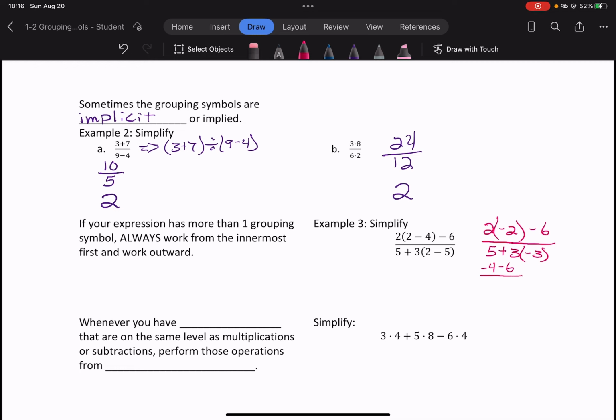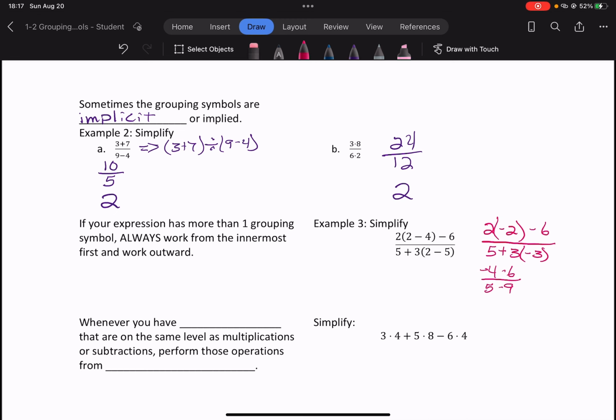divided by 5 plus 3 times negative 3, which is negative 9. So we got 5. Let's try this again. Let me erase the whole line. So it ends up being, we said, negative 4 minus 6 on top, 5 minus 9 on bottom.